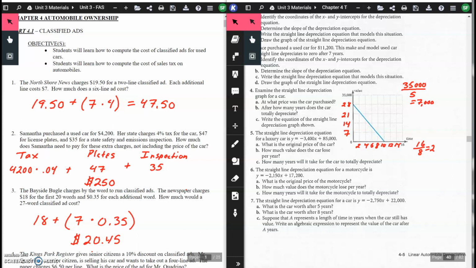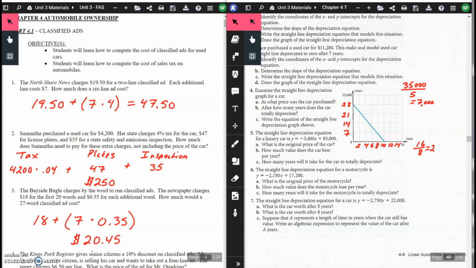Okay, we're going to start chapter 4 today. Chapter 4.1 is on classified ads when you buy a car. Number 1 says the North Shore News charges $19.50 for a 2-line classified ad. Each additional line costs $7. How much does a 6-line ad cost?